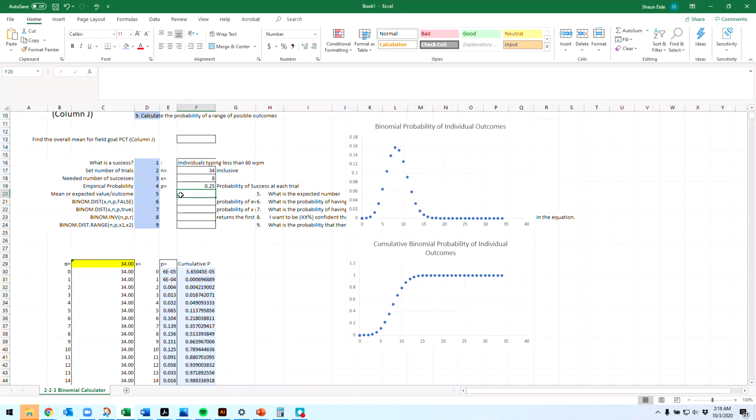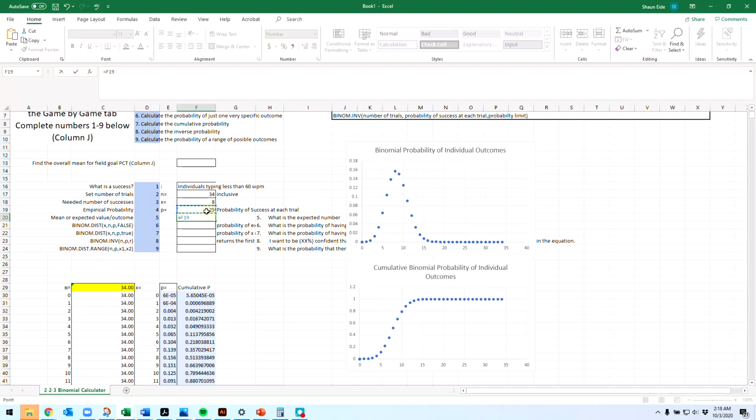Okay, if we want to know what the most likely outcome is, what we're going to do is just multiply the empirical probability by the number of trials. So we're going to do equals 0.25 multiplied by 34, which gives us 8.5. So 8.5 is not going to be the most likely outcome, because 8.5 is not possible. Because we're dealing with a discrete distribution, we need to have a whole number right there.